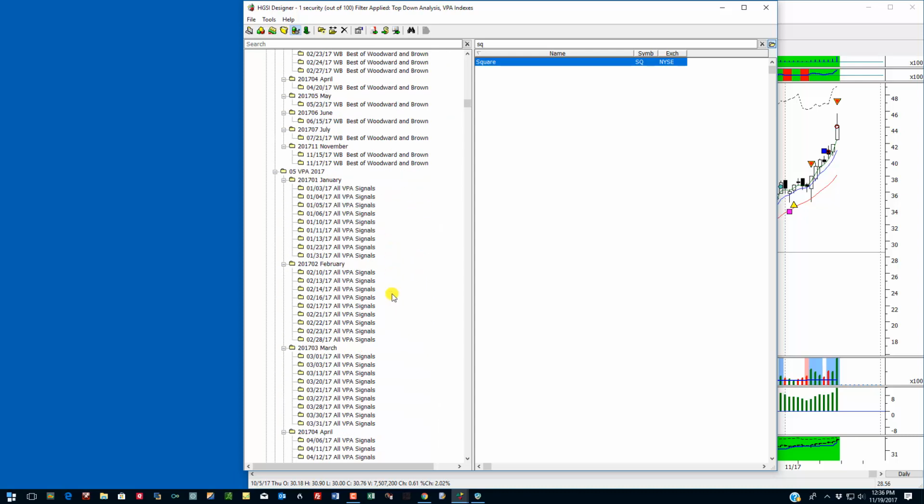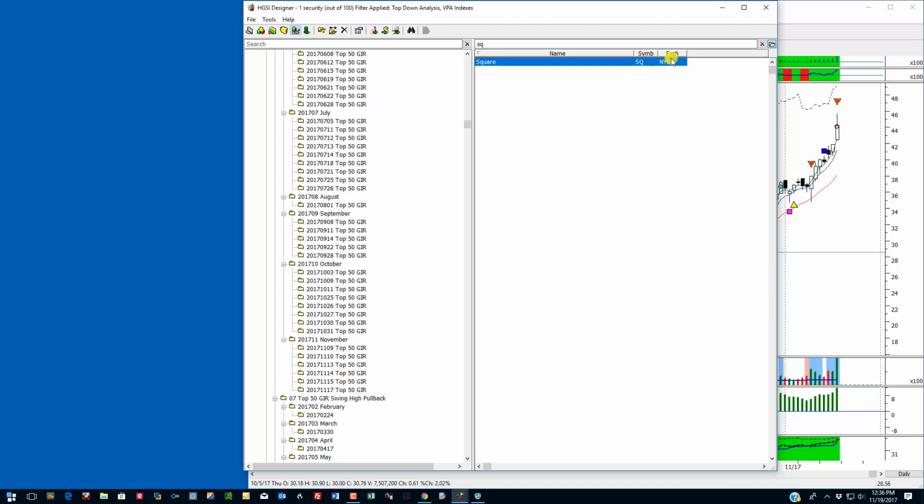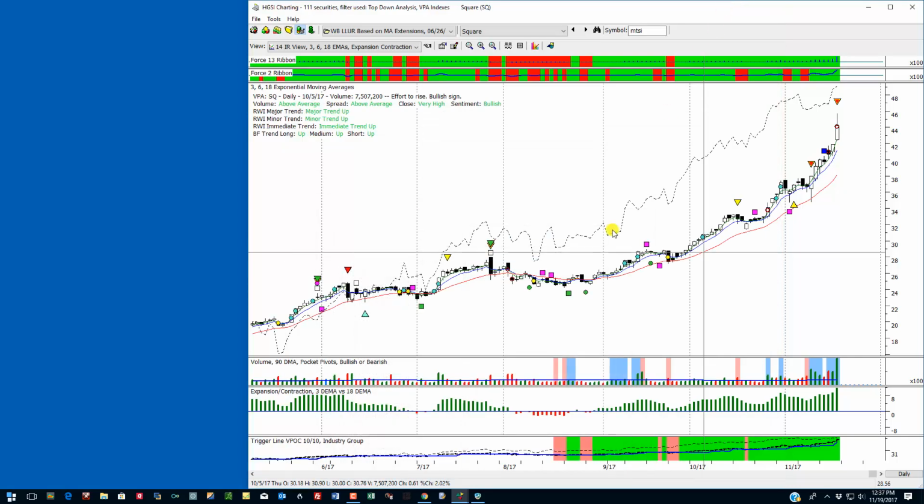it appeared multiple times, many VPA flags, of course. And here's the top 50 that I keep. You can see that it appeared many times in May, June, July, and so on. So this stock is one of the big winners, and this is confirmed by the number of appearances not only in the reference groups, but well, those really don't count, but in the Woodward and Brown groups that I keep, and the top 50, which are now maintained on the server. So there have been many opportunities to buy this stock.